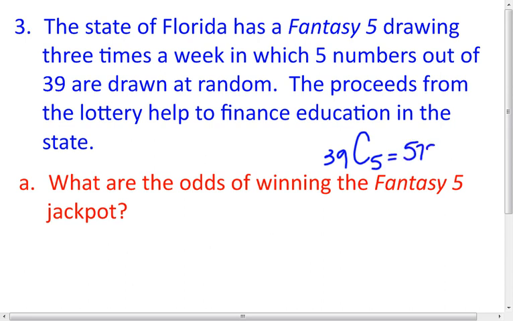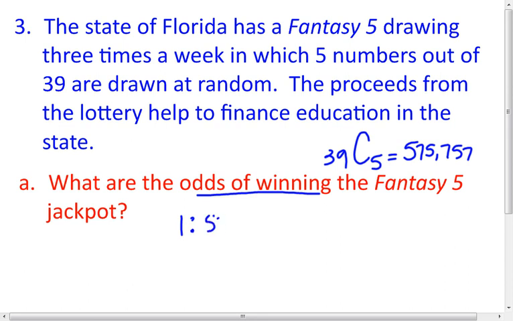You'll have 575,757 total choices, total ways to pick 5 numbers out of 39 at a time. Okay? So now I'm asking you for odds and odds of winning. Well, there's only one winning number out of those 575,757 choices.